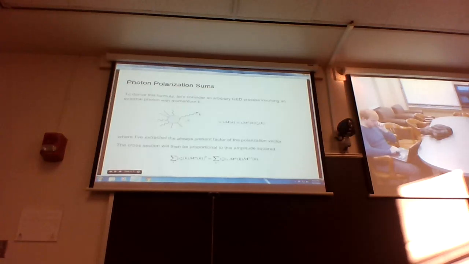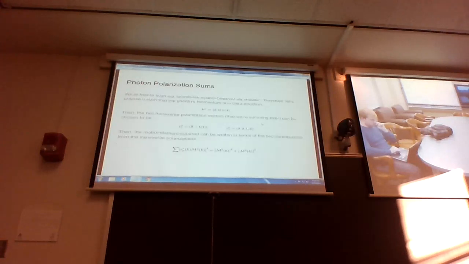Just taking some arbitrary QED process, stripping off this polarization vector, and then taking the matrix element squared. What I'm trying to get to is to see that this replacement that I wrote down and just pulled out of a hat actually works, when I'm summing over polarizations.